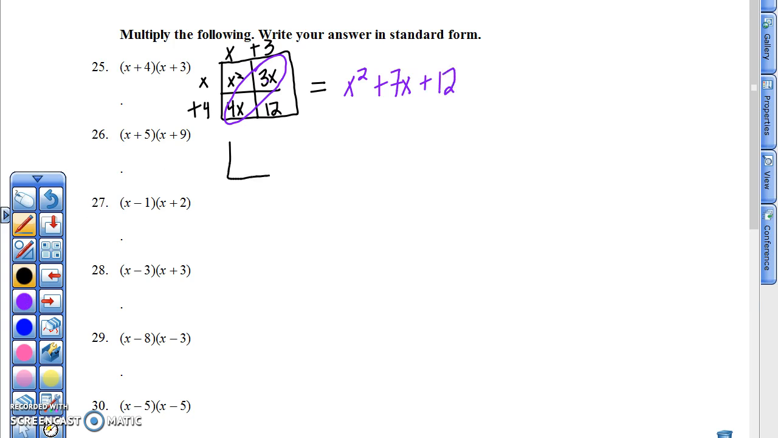Number 26. x plus 5 times x plus 9. x times x is x squared. x times 9 is 9x. 5 times x is 5x. 5 times 9 is 45. Combining like terms again, x squared, 5 plus 9 would be 14x, and plus 45.